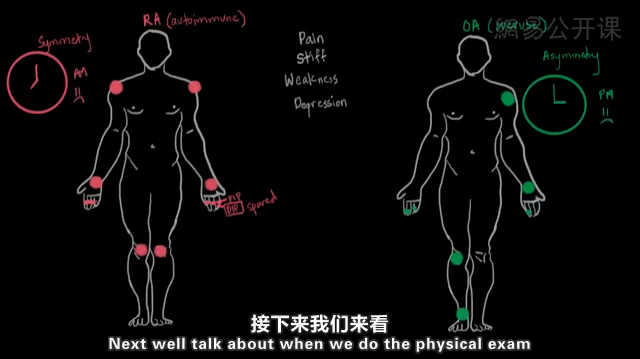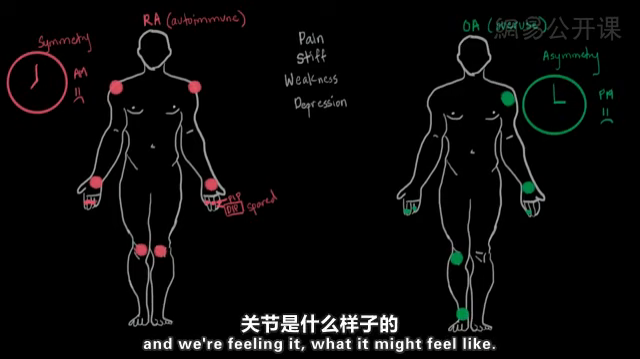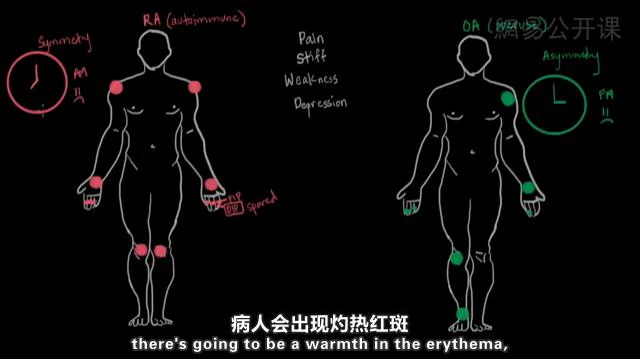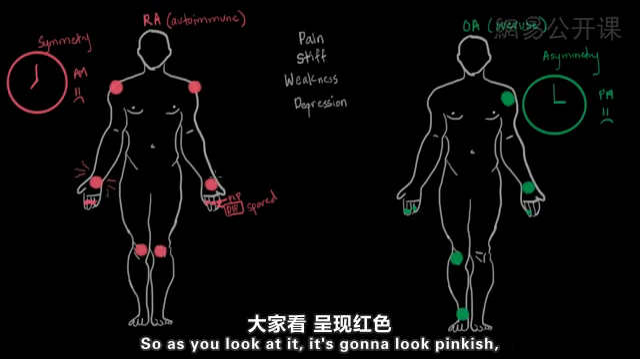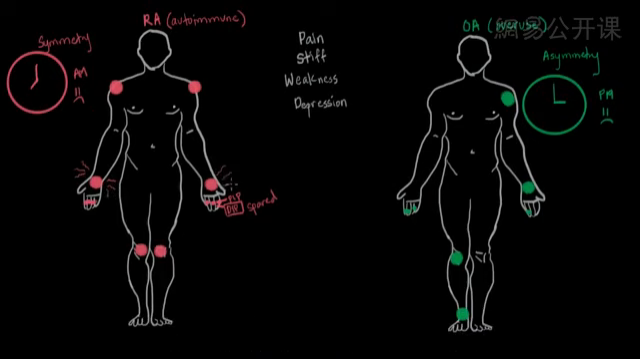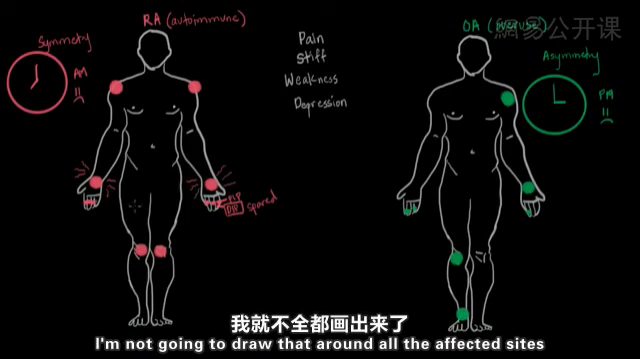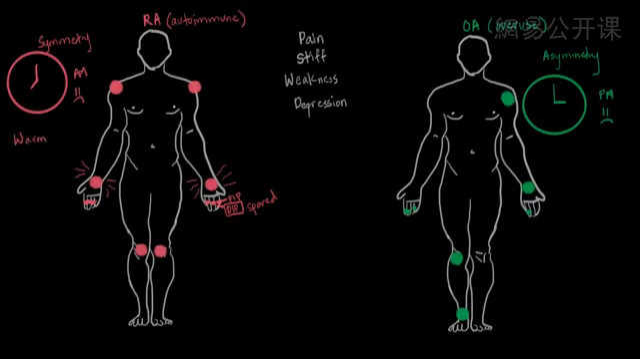Next, we'll talk about when we do the physical exam and we're looking at the joint and feeling it, what it might feel like. In rheumatoid arthritis, since this is inflammation coming from the immune system attacking itself, there's going to be warmth and erythema, which is redness, in the joints that are affected. So as you look at it, it's going to look pinkish, different from the rest of the skin. And when you put your hand to it, it should feel warm. I'm not going to draw that around all the affected sites, but just remember that temperature, warmth, and color.